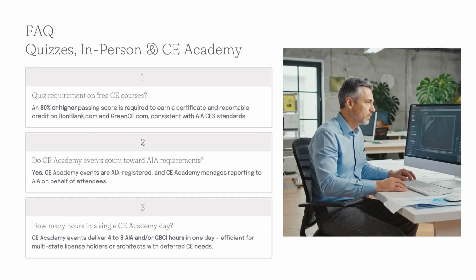What is the quiz requirement on free CE courses? An 80% or higher passing score is typically required to earn a certificate and reportable credit on both ronblank.com and greence.com, consistent with AIA CES standards.